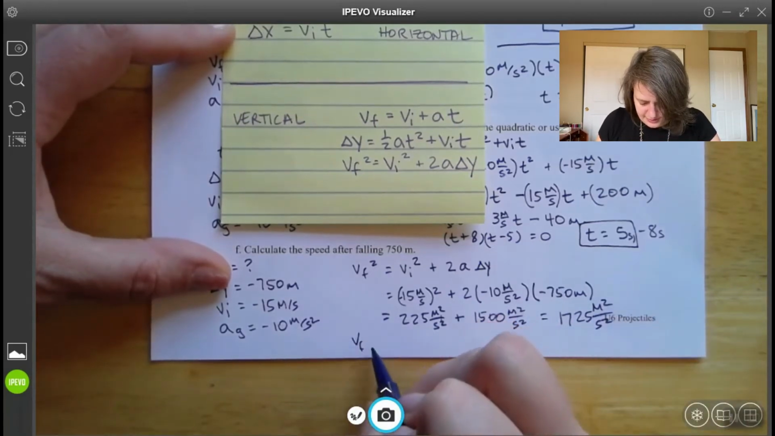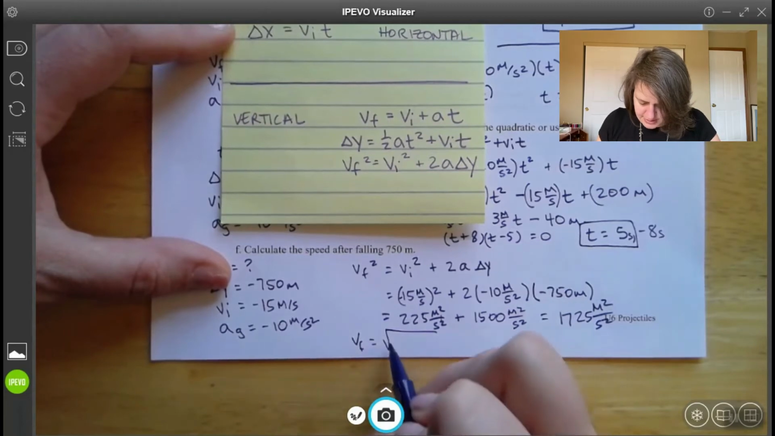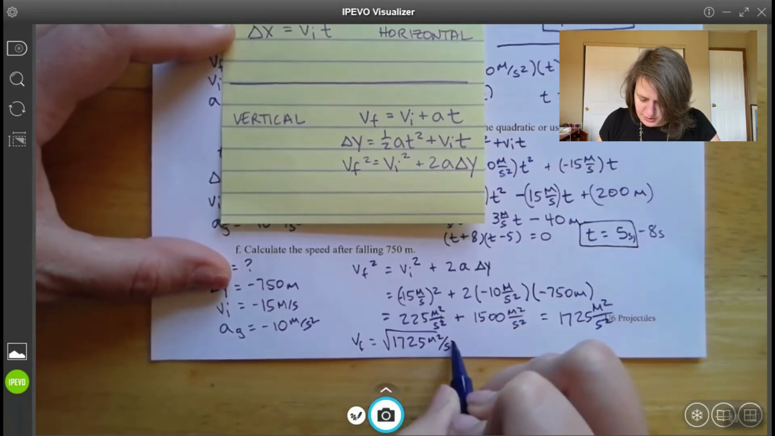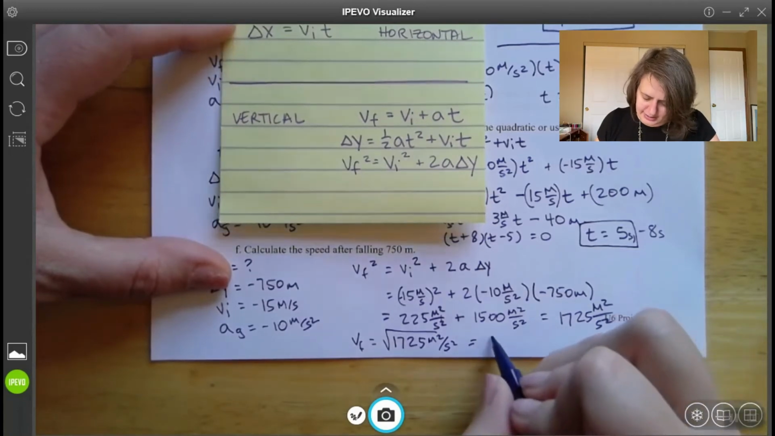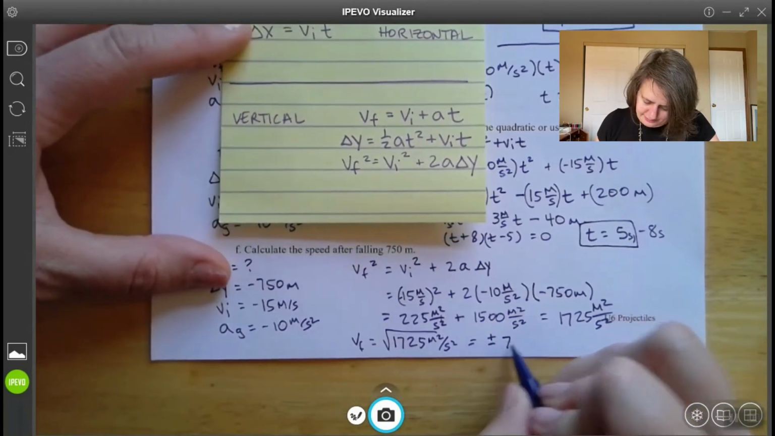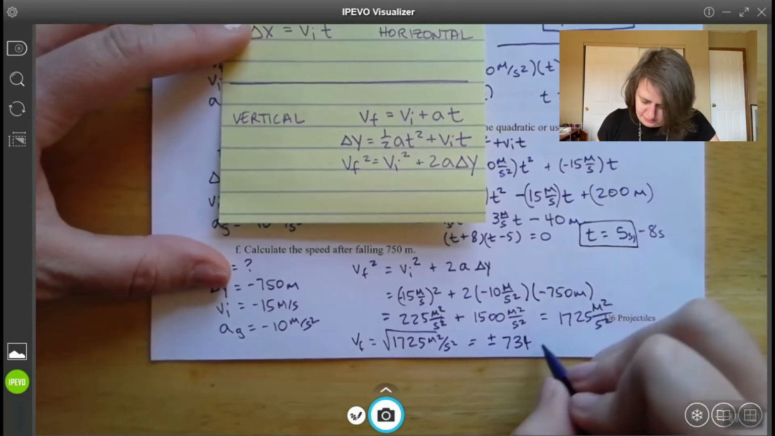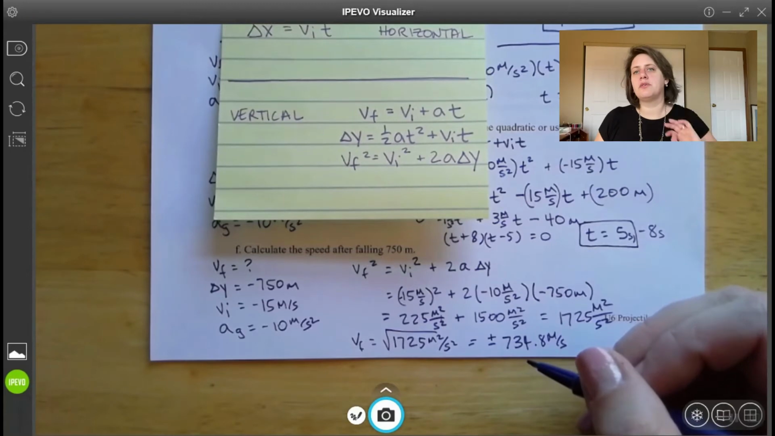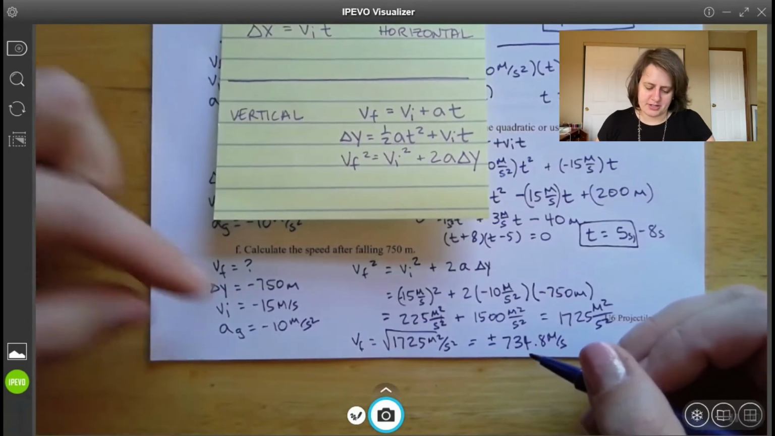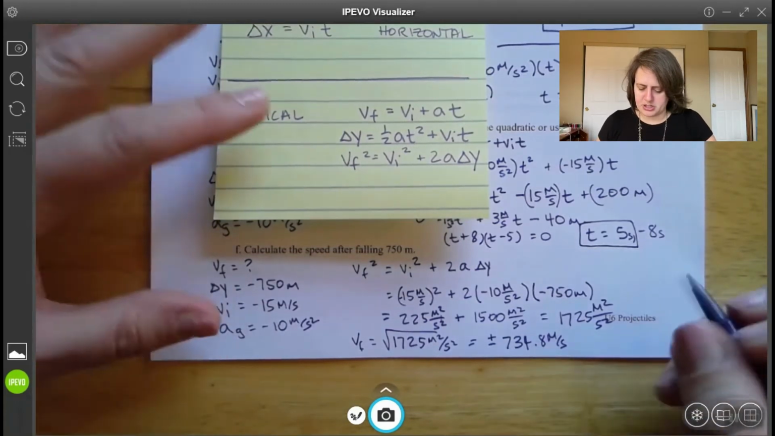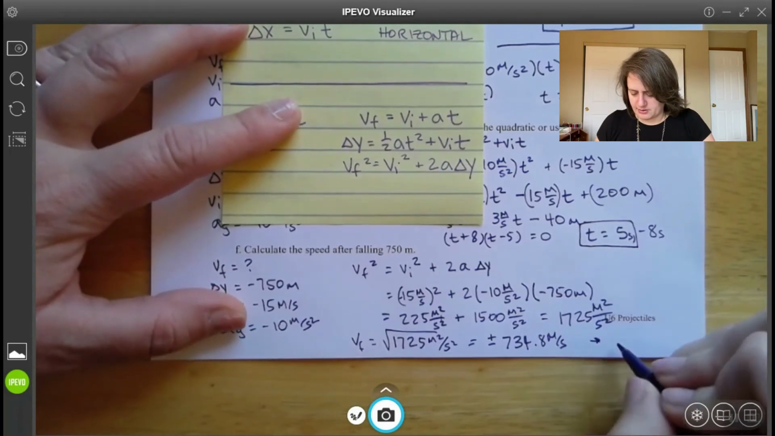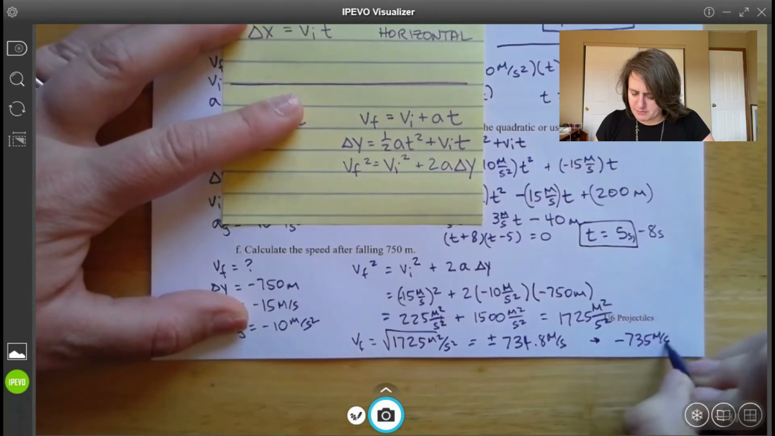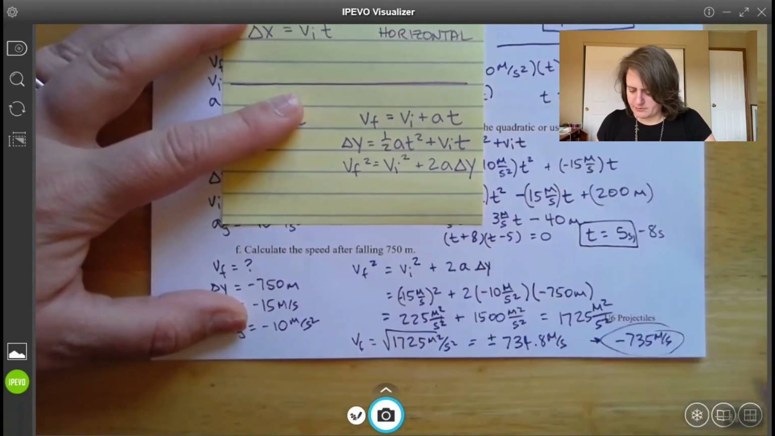But we're trying to find the square root of that. So the square root of 1,725 meters squared per second squared is going to give us plus or minus 734.8 meters per second. Now it's plus or minus. We have a ball that's been thrown in the downward direction, so we're going to need to choose the minus one. Your answer should be something like minus 735 meters per second for our final velocity.